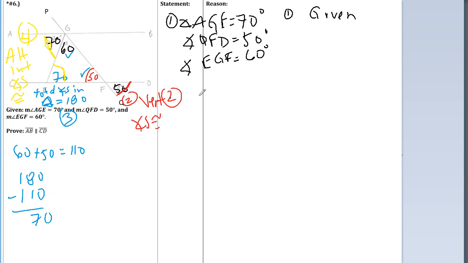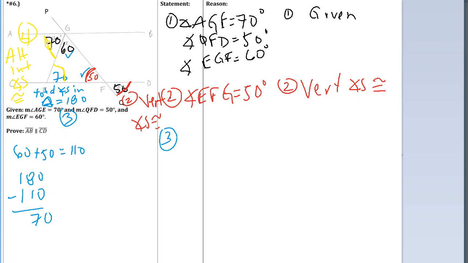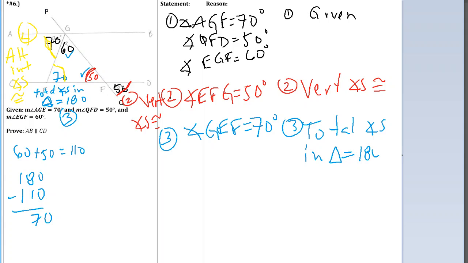Now 2. We were able to say that angle, not QFD, the one that goes with QFD, so that's EFG. This angle here, angle EFG equals 50 degrees because vertical angles are congruent. Next, we're able to say that this angle down there, which is angle GEF, equals 70 degrees. And the reason we can say that is the total of angles in a triangle equals 180 degrees.